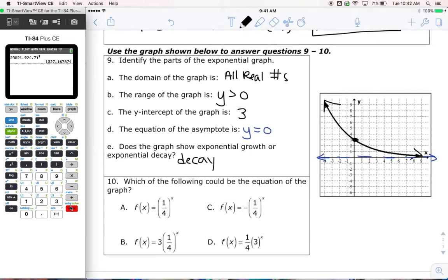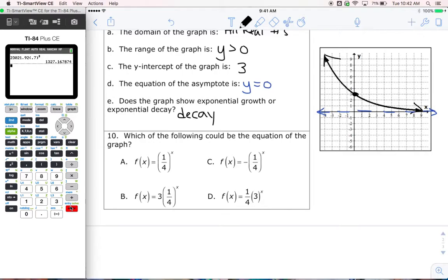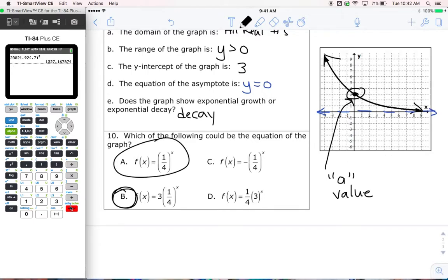Finally, the last one, which of the following could be the equation of the graph? All you guys need to know is that this number here, the y-intercept, is your a value, right? That's always the number in the front, the y-intercept. So since my y-intercept is 3, this has to be my answer. If you weren't sure or you forget when you take your test, put this in y equals, does it match the graph? Nope, then it's not your answer. Put this in y equals, does it match the graph? It does, then that's your answer.